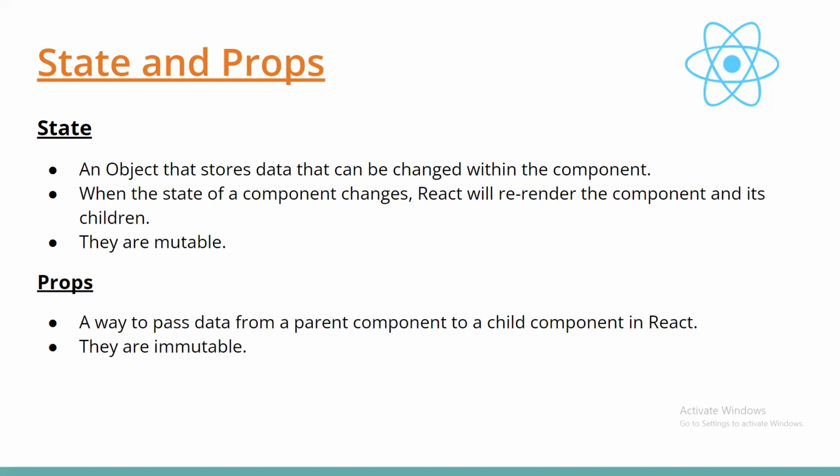But coming to props, props can be passed from a parent component to a child component. If I need to pass data from a parent to a child, I can use props. But they are immutable. When we pass the data to the child component, it can't be changed. We can't update the value from the child component. Once we share the state value or the prop value with the child, we can't update it. So these are the key differences between state and props in React.